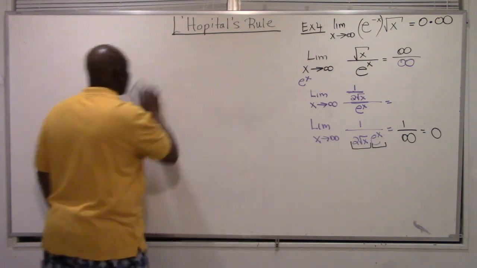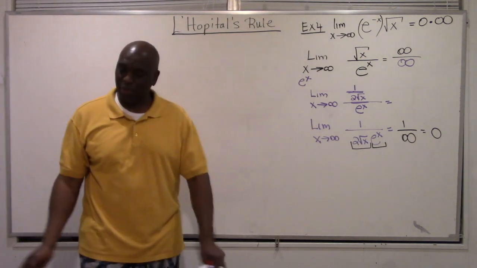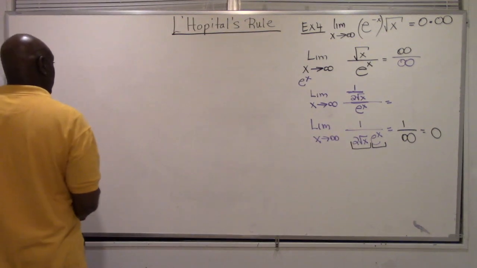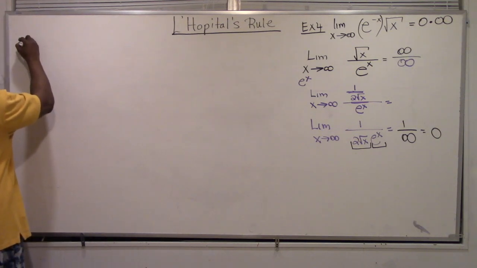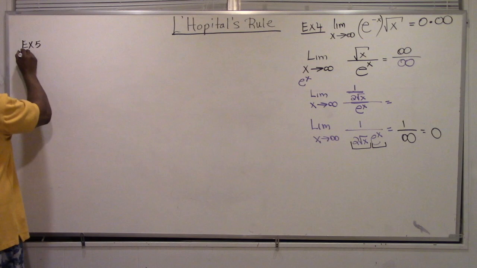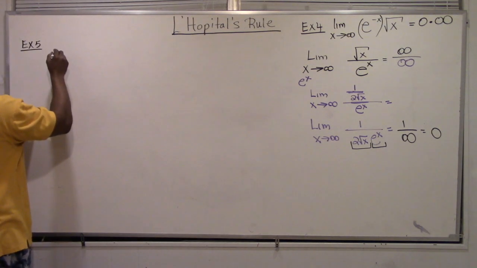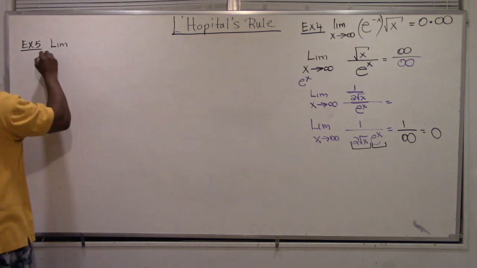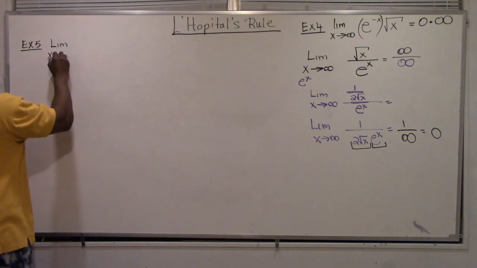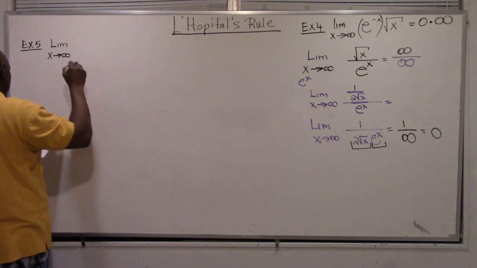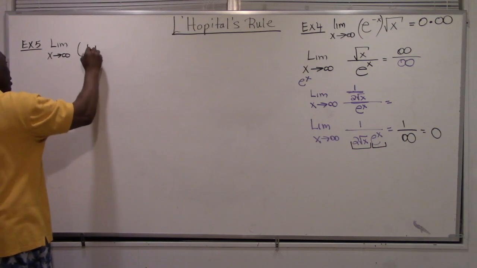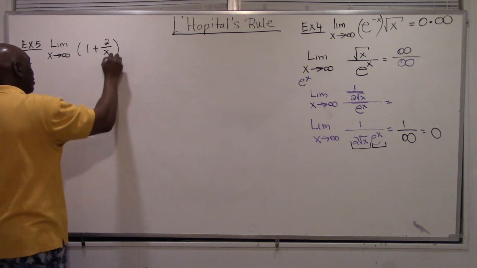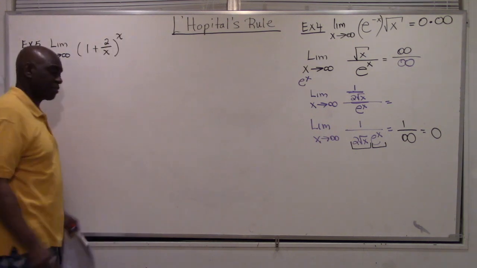Let's get back to L'Hôpital. Back to L'Hôpital. Where did we leave off? Let me see, what's the next example? All right, here we go. Example 5. The limit as x approaches infinity of 1 plus 2 over x to the power of x.